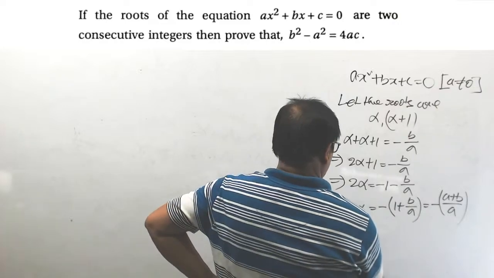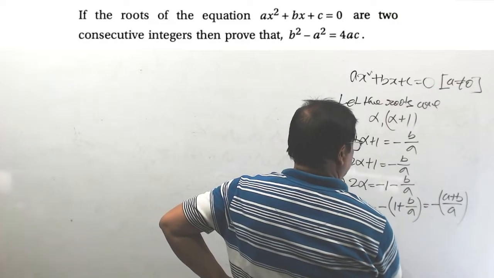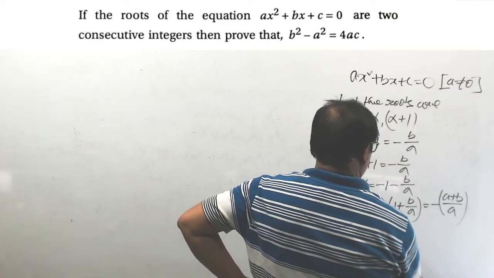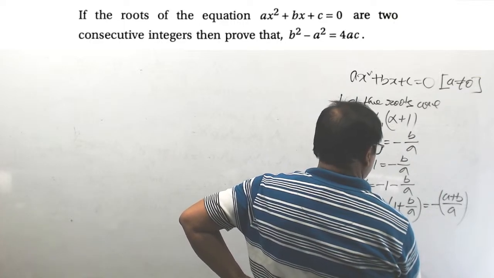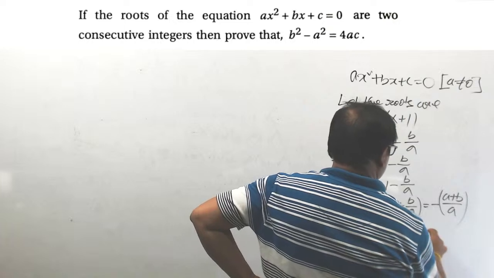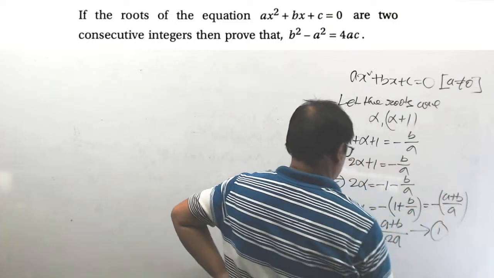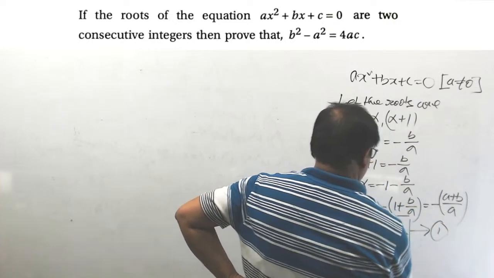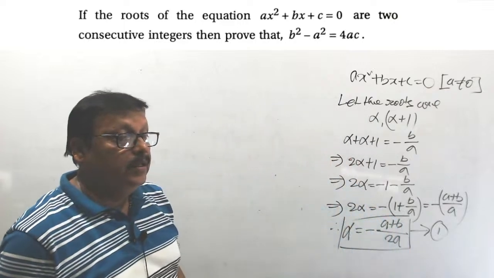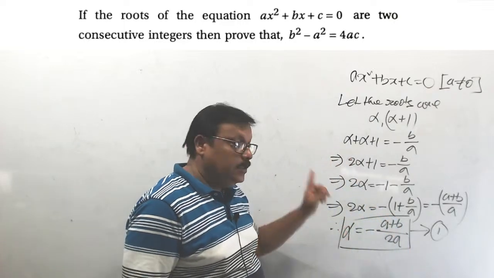That is, alpha is equal to minus of (a plus b) by 2a. This is alpha. Give it number 1. Alpha is equal to this. Understood?